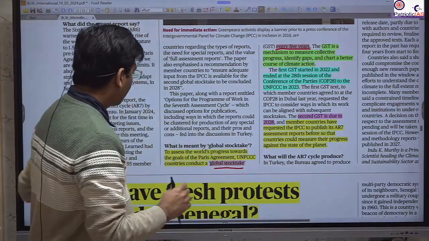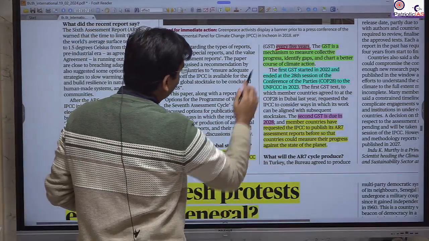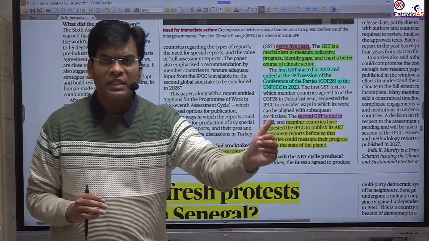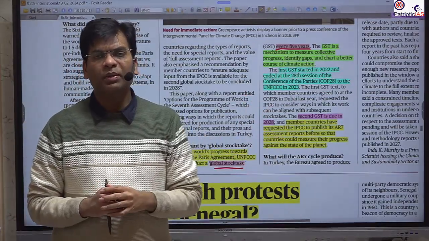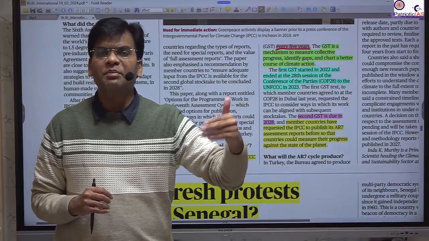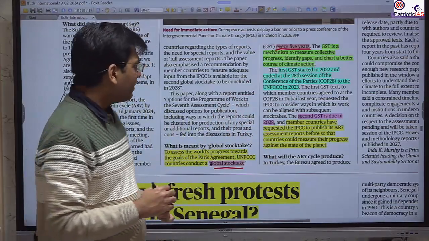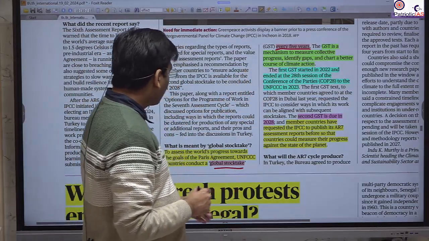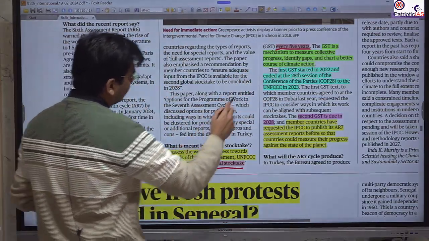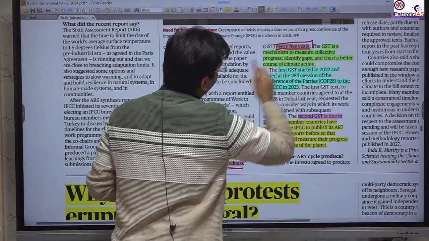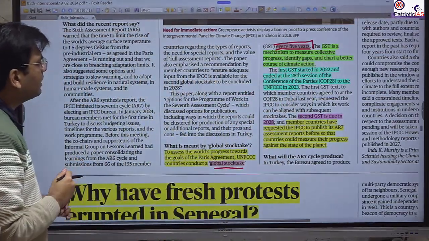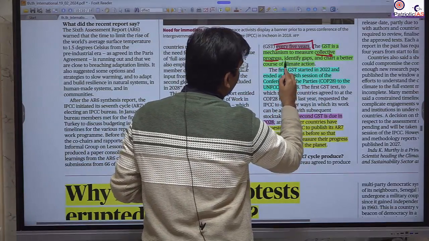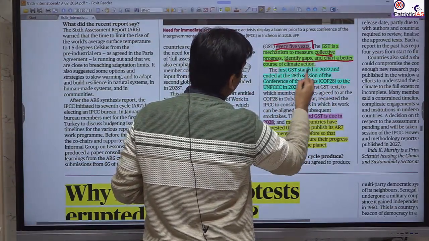So this Global Stocktake will evaluate how much the countries have implemented whatever they were going to implement, and how much impact it has made on climate change and global warming. So this is all about the Global Stocktake, and it is done every 5 years. Please remember that. GST is a mechanism to measure the collective progress. So here it has given: identify the gap and chart a better course on climate change.